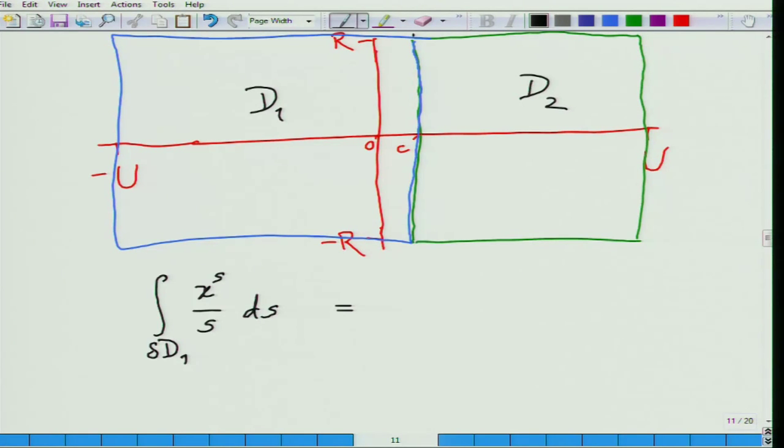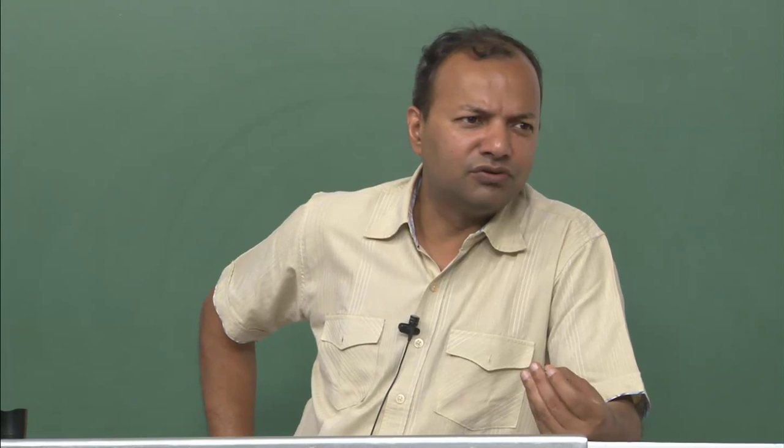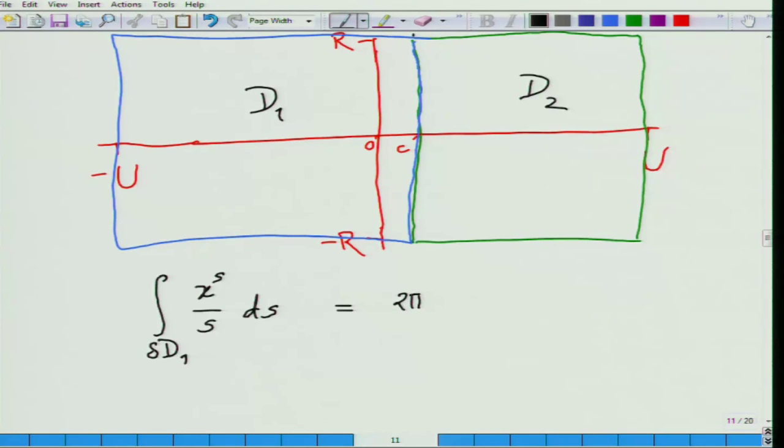What's the residue at this pole? You multiply this function x to the s divided by s and take the limit as s goes to 0. The residue is 1. So therefore, this integral is 2 pi i. Fine. So that's what we know directly from the residue theorem.